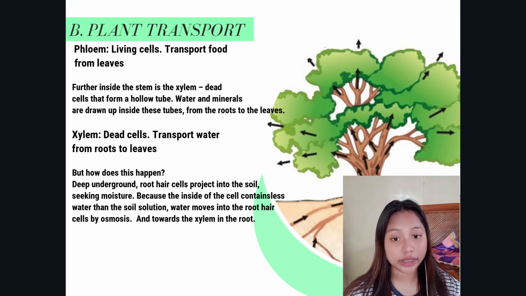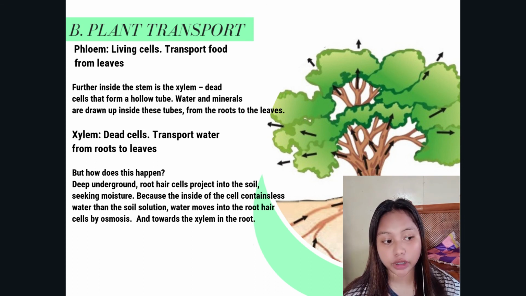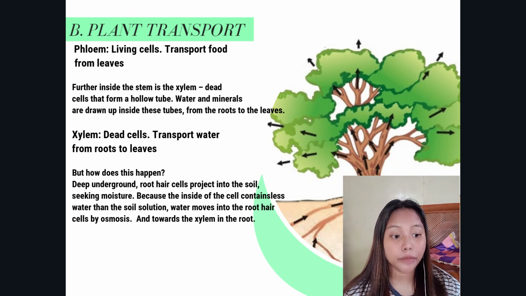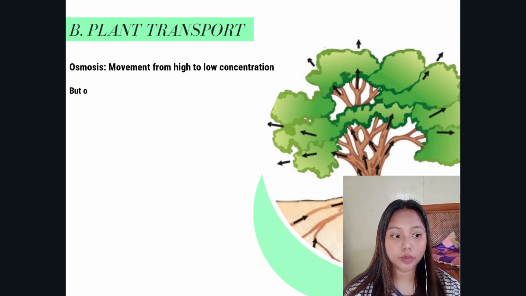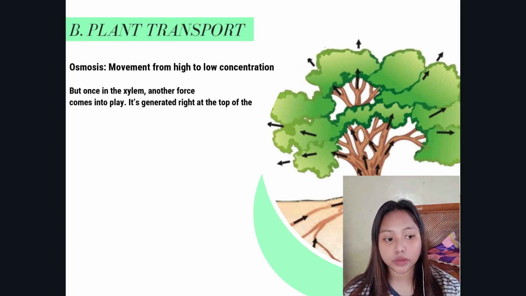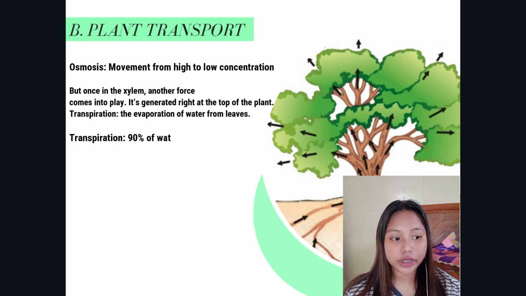But how does this happen? Deep underground, root hair cells project into the soil seeking moisture. Because the inside of the cells contains less water than the soil solution, water moves into the root hair cells by osmosis and towards the xylem in the root. Osmosis moves water from high to low concentration, but once in the xylem, another force comes into play.